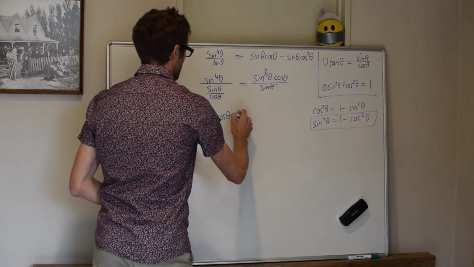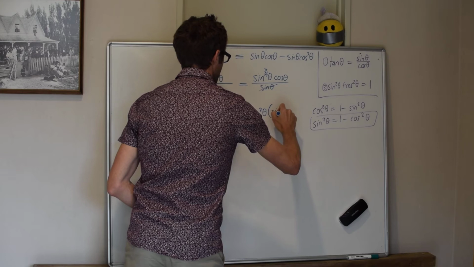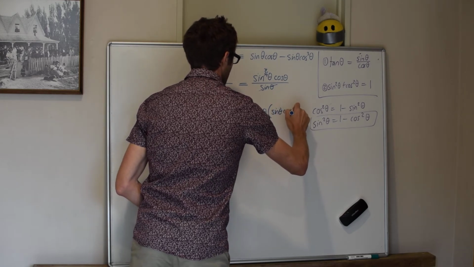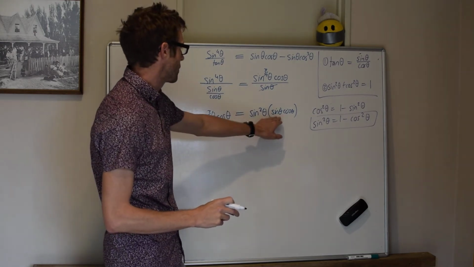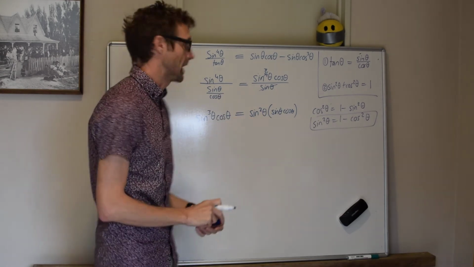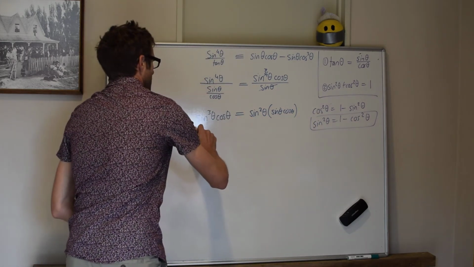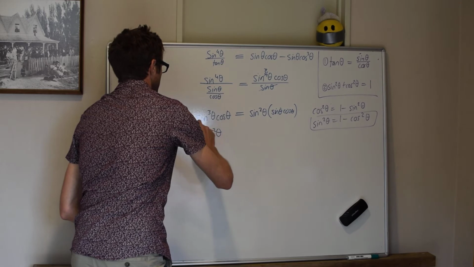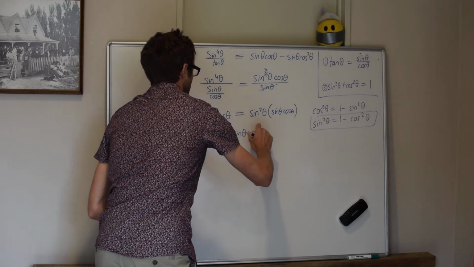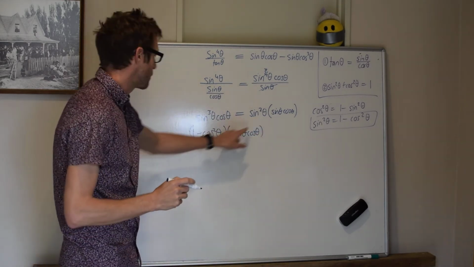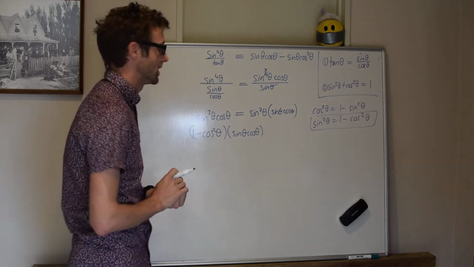So I'm going to split this up into sine squared theta into sine theta cosine theta. Now let's just check that we have the same thing here. When I expand the bracket, I will have sine cubed theta cosine theta, so that's the same. Now I'm going to use this identity here, 1 minus cosine squared theta into sine theta cosine theta. So sine squared theta now has been replaced by 1 minus cosine squared theta using our second trig identity.